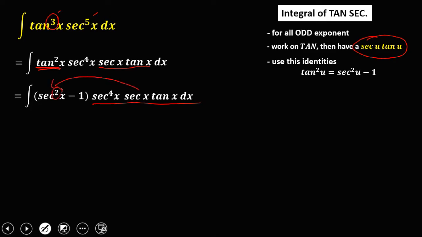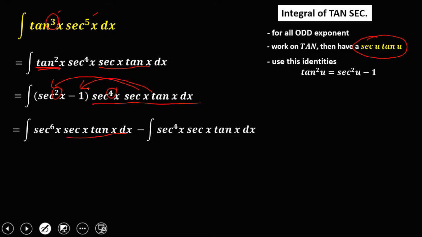So this secant squared times secant to the power 4 becomes secant to the power 6, then secant x tangent x dx. Then we also have this one, negative integral of secant to the power 4x, then secant x tangent x dx. Then using the U-substitution, u equals secant x, then du is secant x tangent x dx. Then substitute now this u and du.